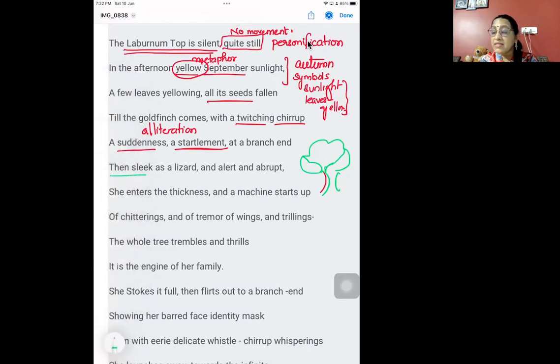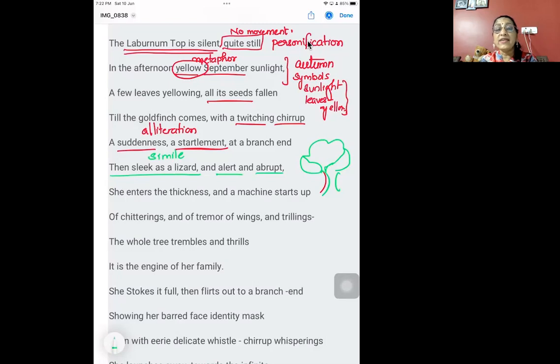Then as sleek as a lizard. This is a very common question in your paper: why does a poet compare the movement of the goldfinch with the lizard? Alert and abrupt means, if you have seen a lizard, it moves very alertly, and abrupt means suddenly. So it is moving very alertly, but suddenly it has come.